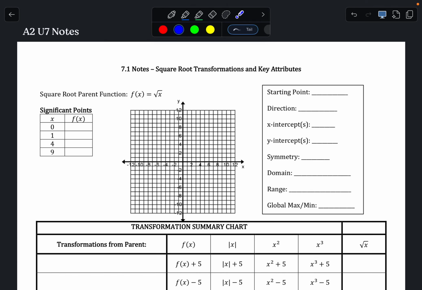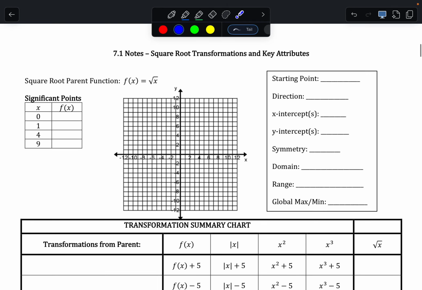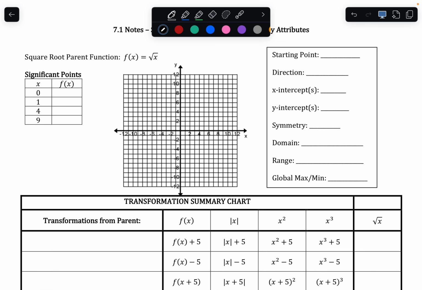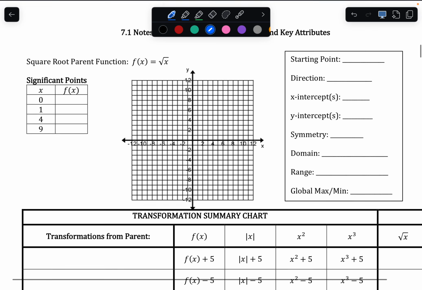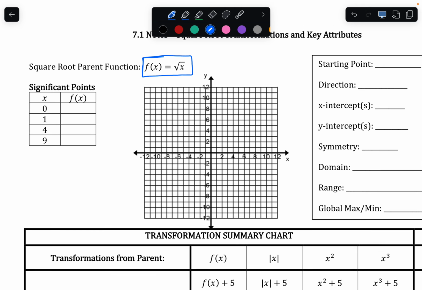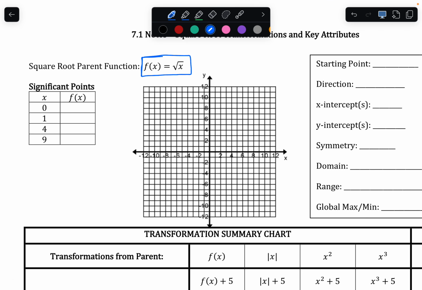All right, in this lesson, we are talking about the square root parent function, and then we are going to do transformations. And so the square root parent function is f of x equals the square root of x. And so if we plug in some x values, square root of 0 would give me 0, square root of 1 would give me 1, square root of 4 is 2, square root of 9 is 3.